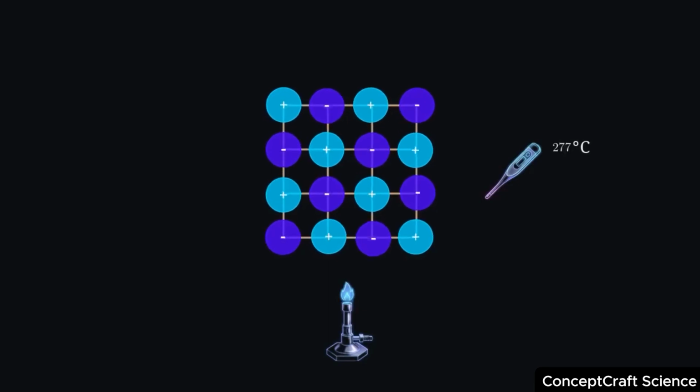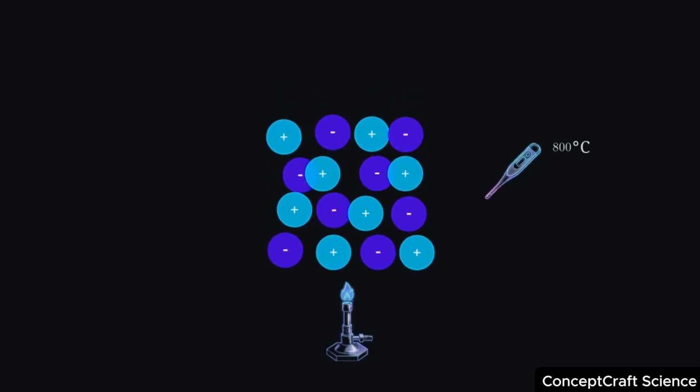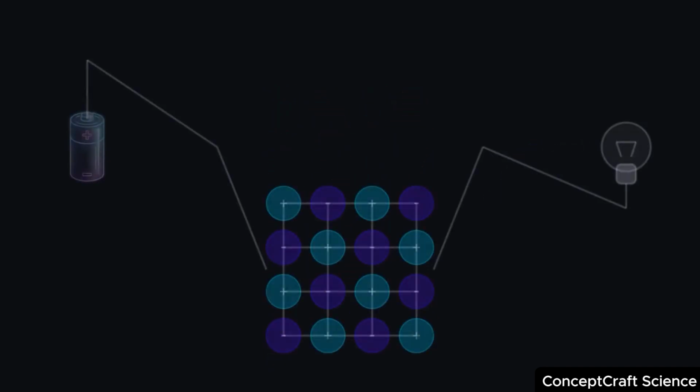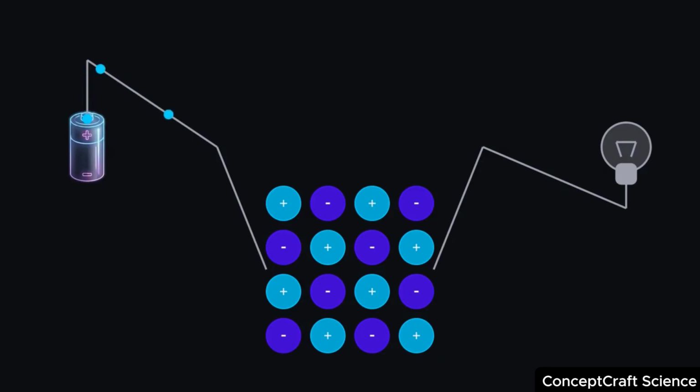Those electrostatic bonds are also incredibly strong. To melt an ionic solid, you have to apply massive amounts of heat energy to finally break the rigid ions apart. And then there is electricity.